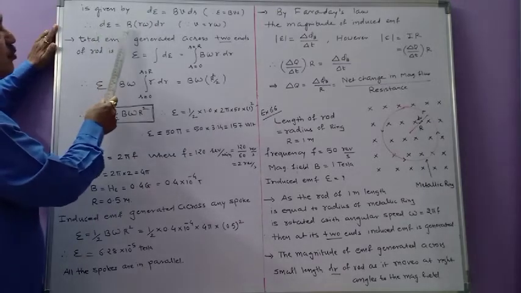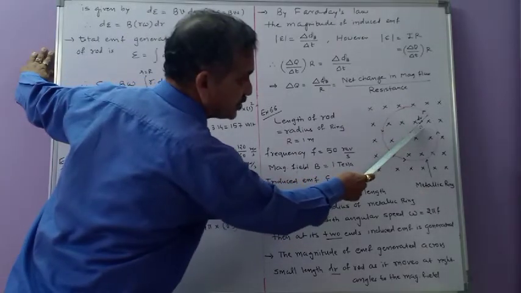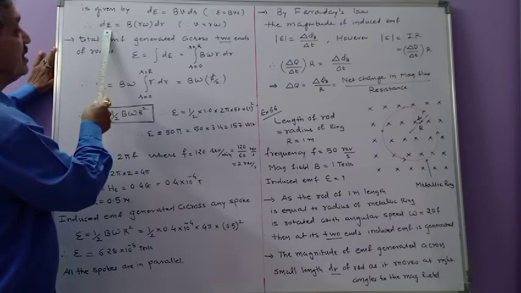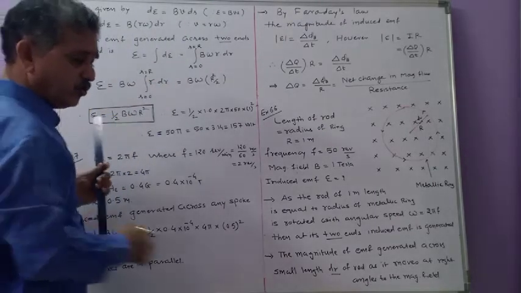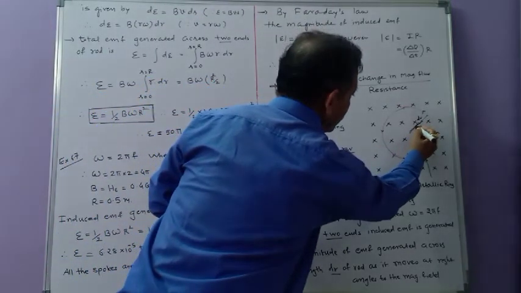Therefore this dE equal to B into, अब V की जगह क्या आएगा? अब यहाँ से इसका कितना डिस्टेंस? इसका डिस्टेंस स्मॉल r हो, तो ये आएगा dE equal to B into r omega into dr, because V equal to r omega. You can assume this much distance is equal to small r.